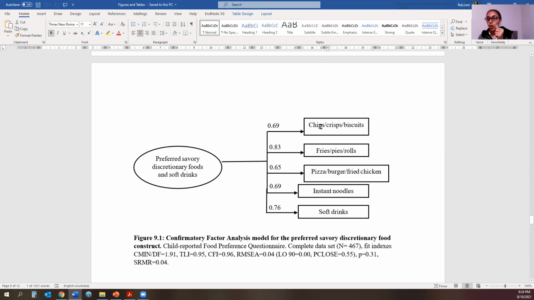All right, so your chips and your fries and your burgers and your noodles, all of this is not sweet in taste. This is not like chocolate, candy, ice cream, stuff like that. And then you have your soft drink. So these items are clubbing together. They make sense to be clubbed together and to form one construct.